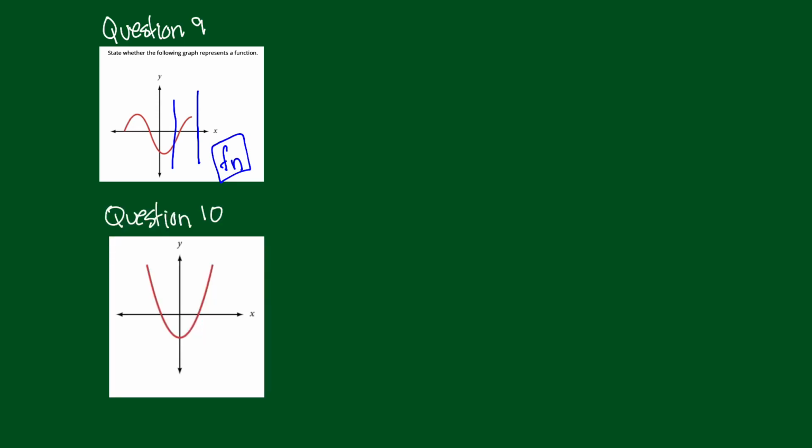Question 10. Function, not a function. Apply the vertical line test. No matter where you draw a vertical line, it's going to intercept it no more than 1 time. Now, I don't think there's arrows here. If I draw a vertical line over here, it does not intercept it at all. But if I draw it here, it will intercept it 1 time only. So because it intercepts it no more than once, I'm going to say this is a function.